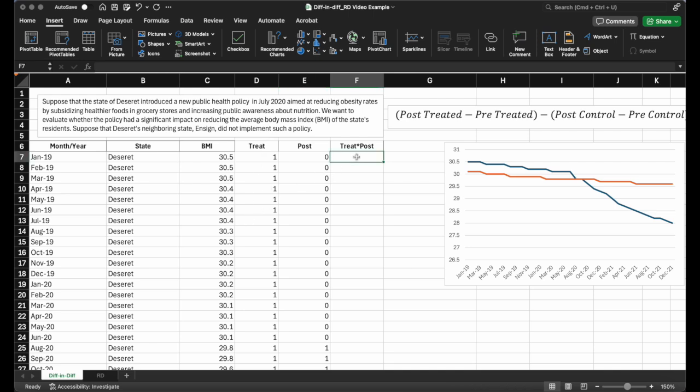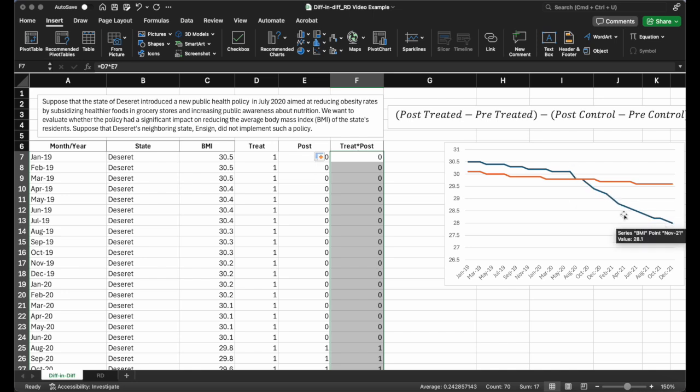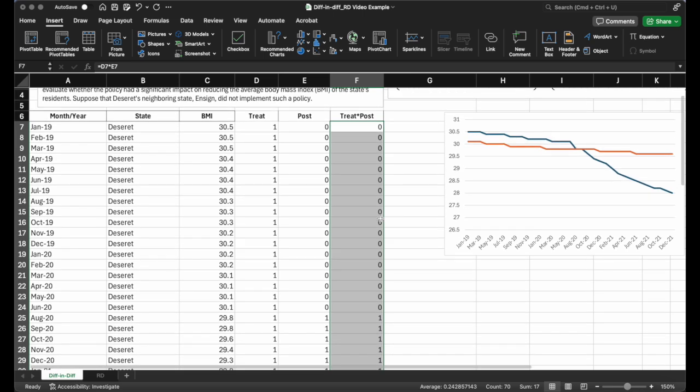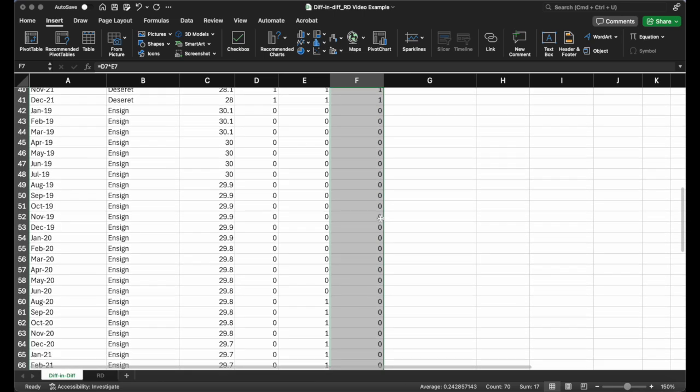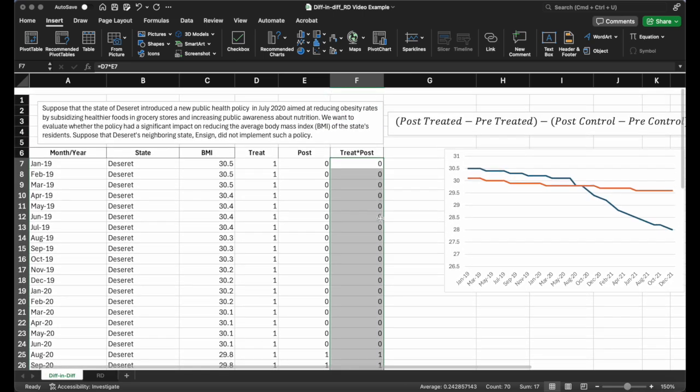Now the last one I want to do, and we'll talk more about why we use this, is treat times post. This is just a variable that multiplies treatment times post. What it's really capturing is the group that is both treatment and post. It's this blue line over here after post. So in the regression model, we want to measure the effect of being in this group while controlling for all of the other groups. We'll talk more about that in just a second. Okay, so we have all of our dummy variables here.